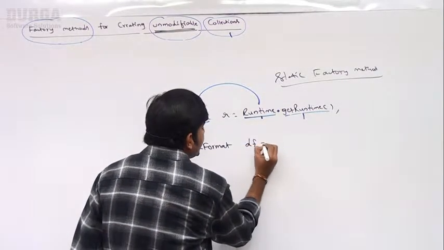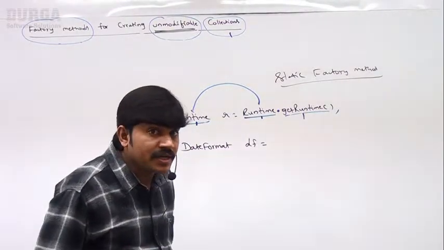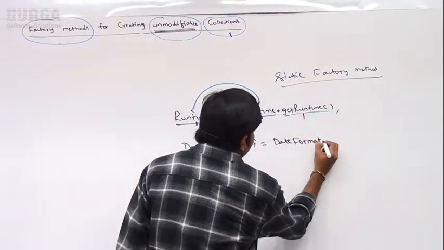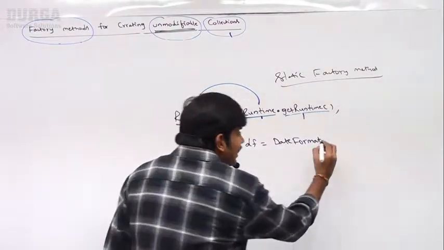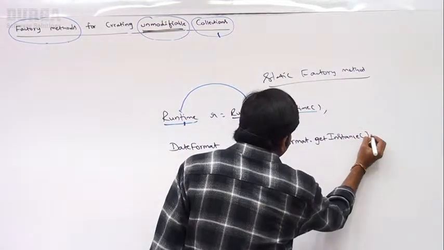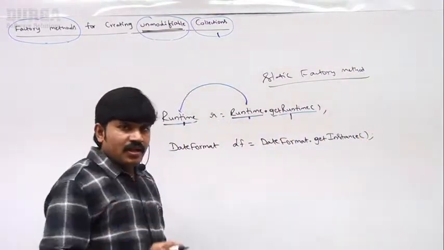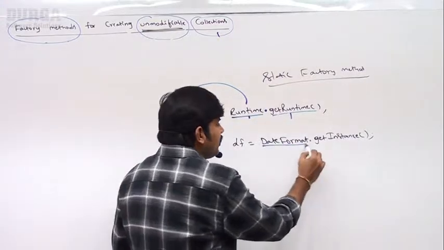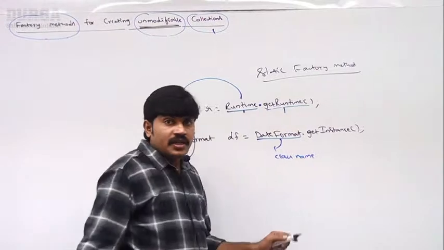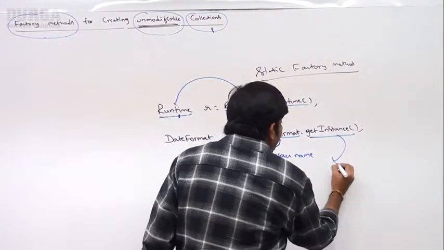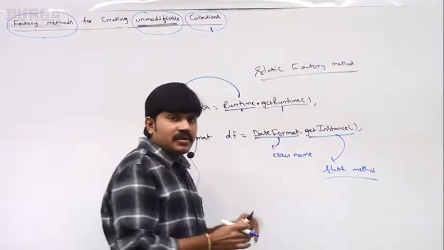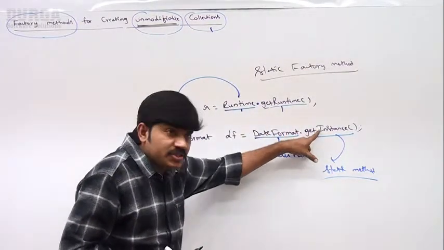DateFormat df is equal to DateFormat.getInstance. Now I have one small doubt, sir. What is DateFormat? DateFormat is a class name. Next, getInstance is a method. getInstance is a static method, because we are calling it by using the class name.